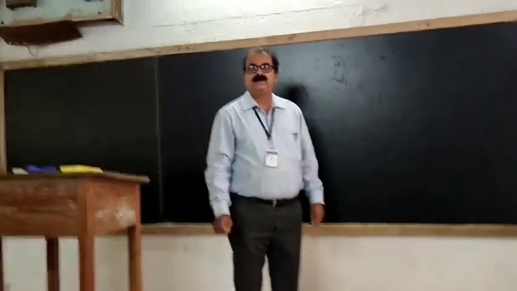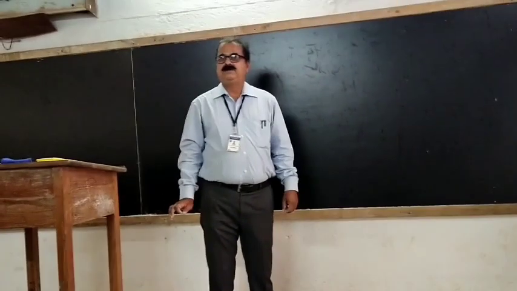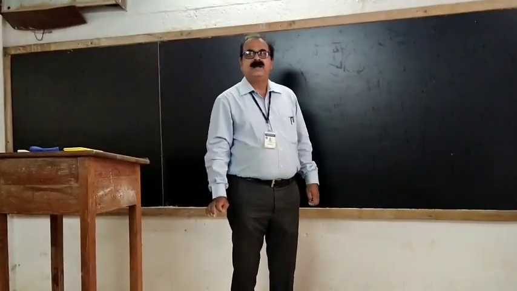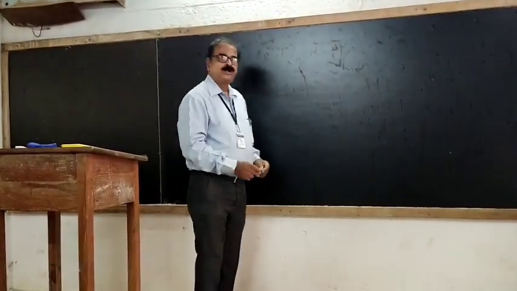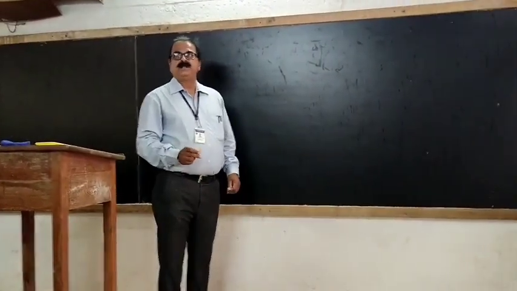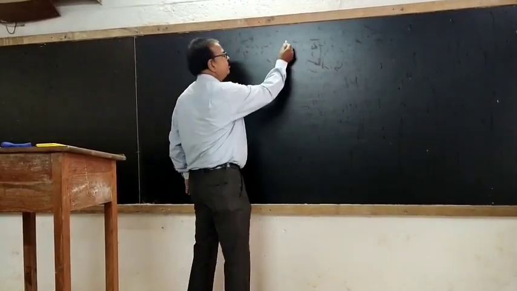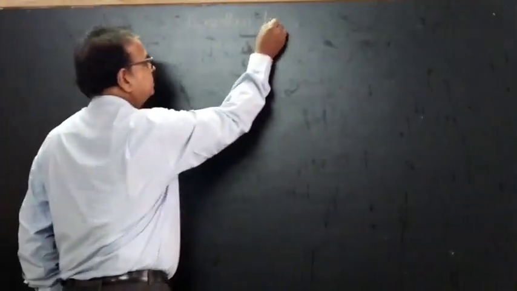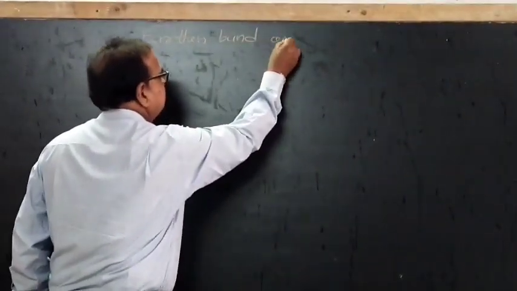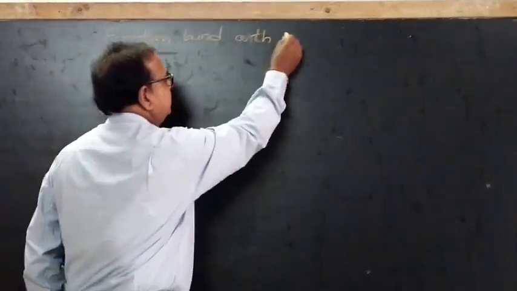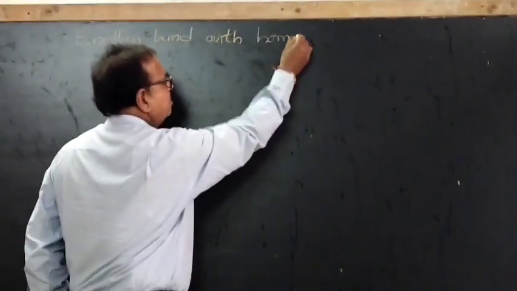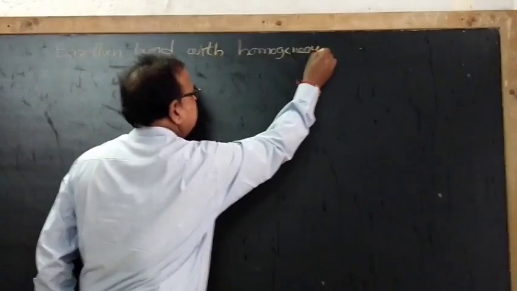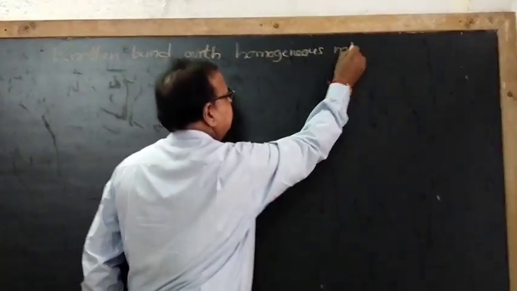Today we are starting with irrigation and bridge drawing, which is the first class, and we start with how to draw an irrigation drawing: the earthen bund with homogeneous nature. Earthen bund with homogeneous nature.